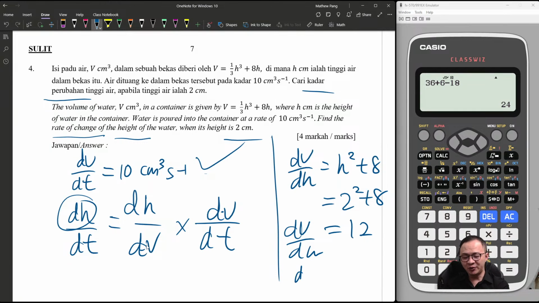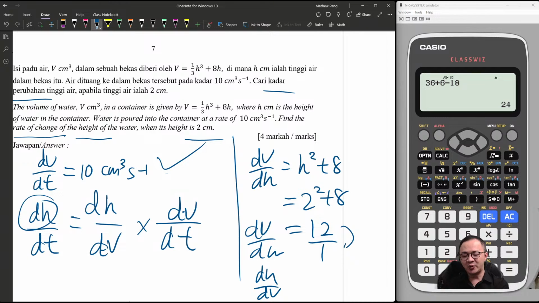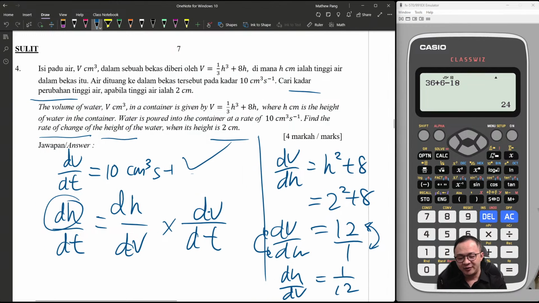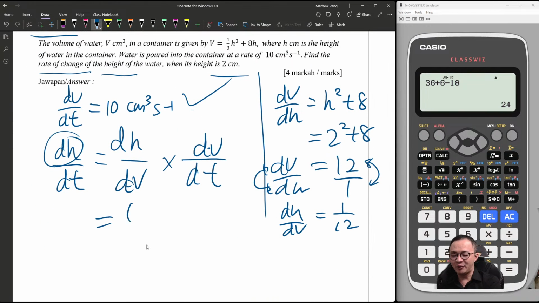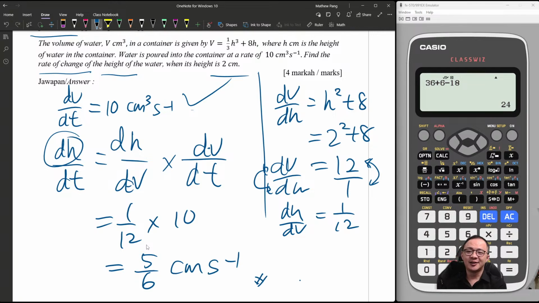But if you want to find dh/dV, we need to flip over. So we flip both of them. So this one will become 1 over 12. Now I will get 1 over 12 multiply 10, which is 5 over 6. Done. If you want to write a unit, height is centimeter, time is per second.